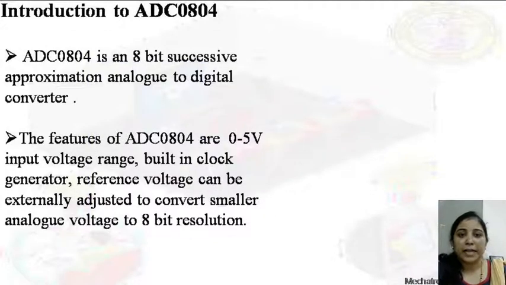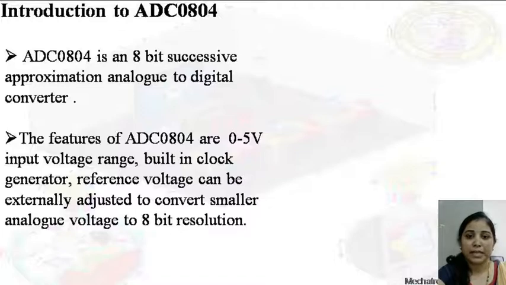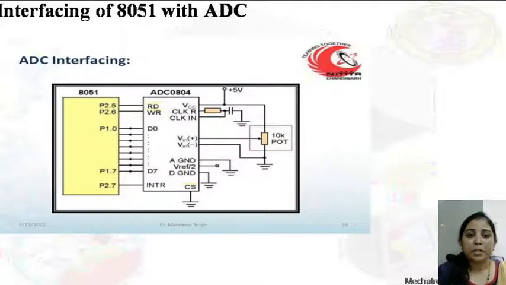So, introduction about ADC 0804. ADC 0804 is an 8-bit successive approximation analog to digital converter. The features of ADC 0804 are: 0 to 5 volt input voltage range, built-in clock generator, and the reference voltage can be externally adjusted to convert smaller analog voltage to digital output. The digital output is of 8-bit resolution. And now the main topic of today's session, that is interfacing of ADC with 8051 microcontroller.